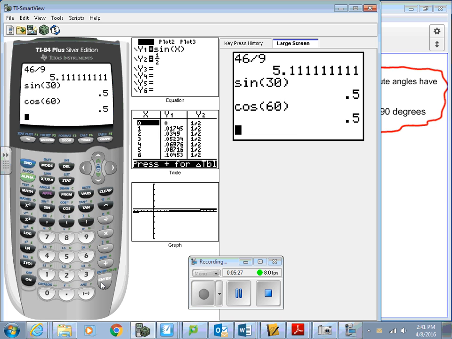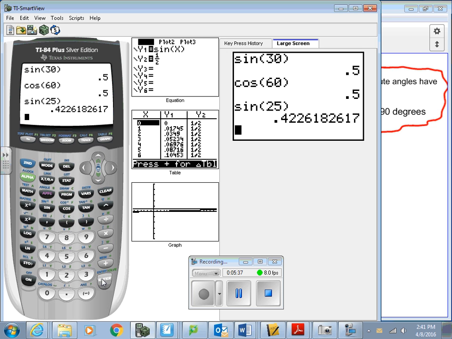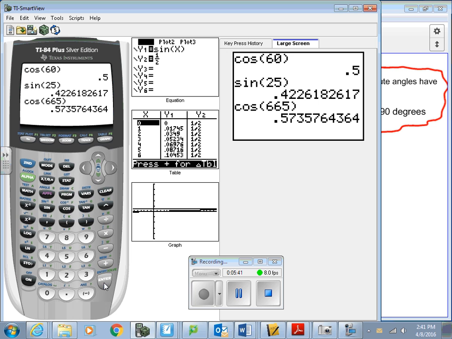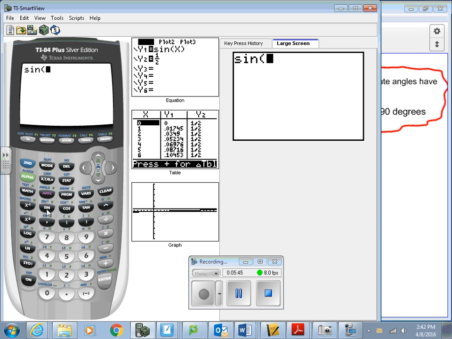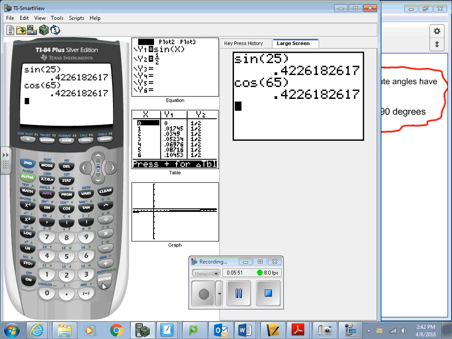Well, it's interesting that they're equal because the angles add up to 90 degrees. What if it's something different? What about sine of 25 and the cosine of 65? Because those two add up to 90. Oh. So the sine of 25 and the cosine of 65 are equal.